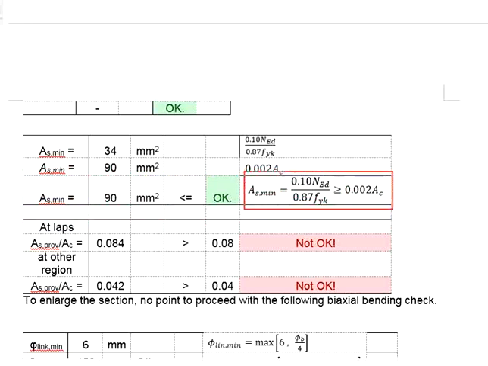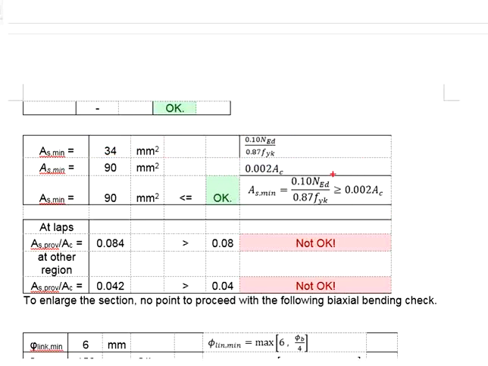This is the equation for the column. About 10% of the NED divided by FYK with the partial factor of safety. NED is 147.36. FYK is 500. Your AS minimum based on this NED will be 34 mm square.